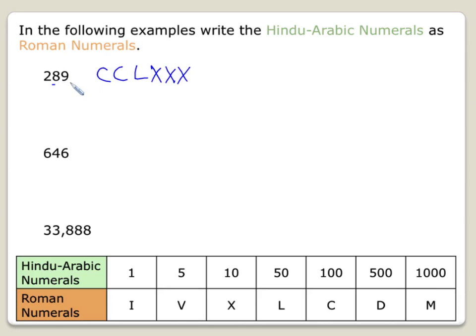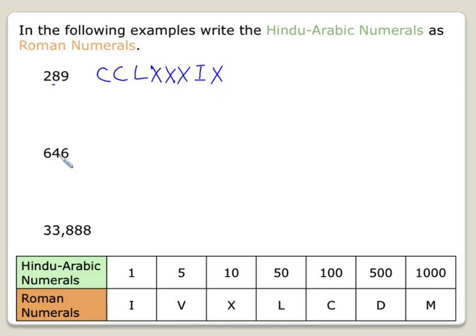And then for 9, I can't write 9 1s in a row. I can't do 5 plus 4 because that would have 4 1s in a row. So instead I'm going to subtract 1 from 10. And the way I'm going to do that is writing IX. So anytime you have to write a 9, it's going to be IX.